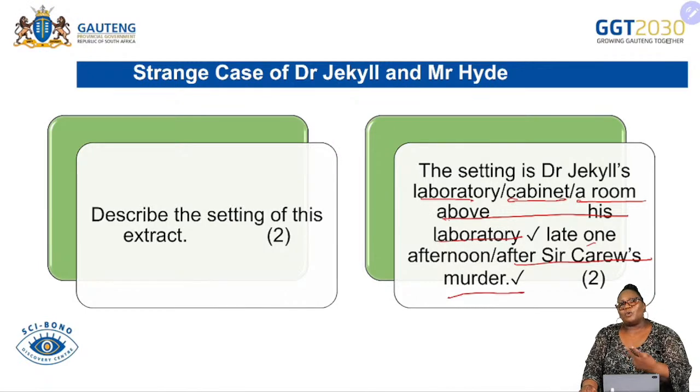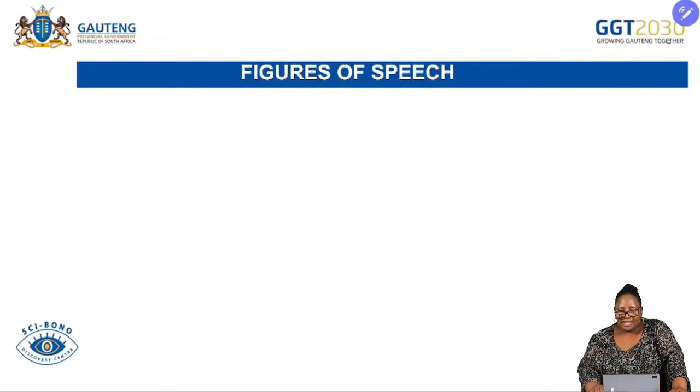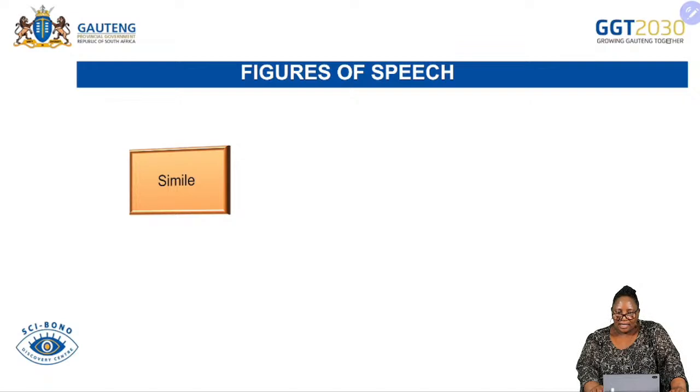And now you have 2 marks for the setting. And please, please, please, learners, it is very important that you mention the time or the place and the time. Where and when. When, what happened? At what time did that happen? So you ought to mention that, please, for the 2 marks.